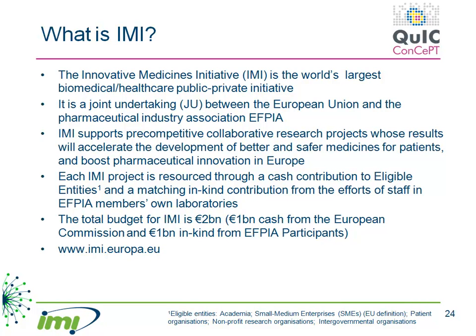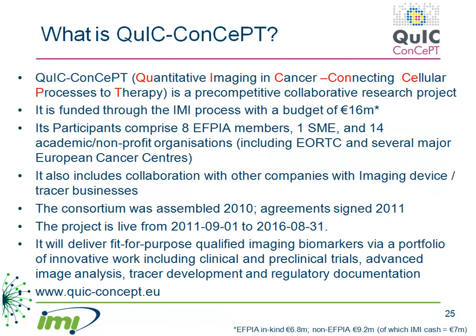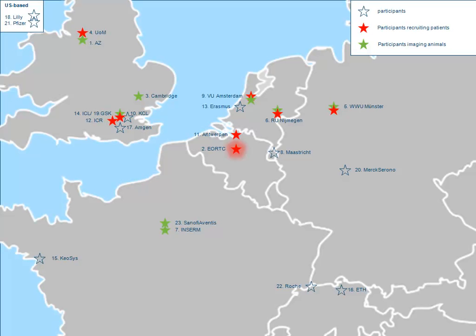We have a budget of 16 million. We have 8 pharma companies, an SME, and 14 academic and non-profit organisations, including ERTC. And we've been running for just over a year. We have both animal and human work across a variety of centres. And right in the middle of there, I've put ERTC because of the very important ERTC clinical trial network.